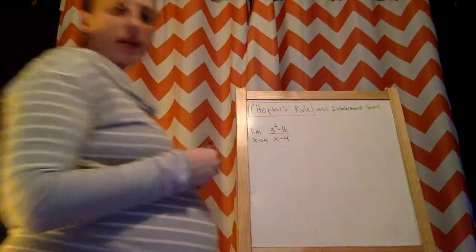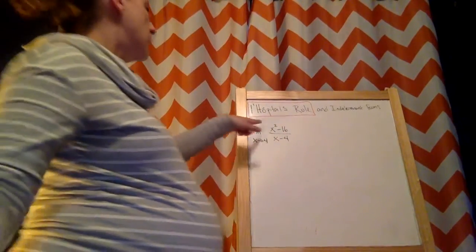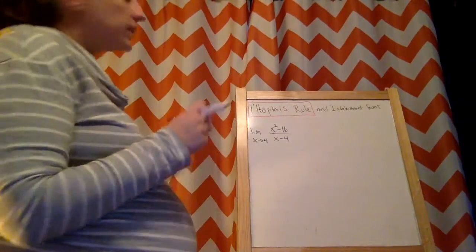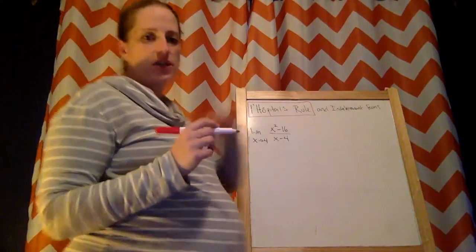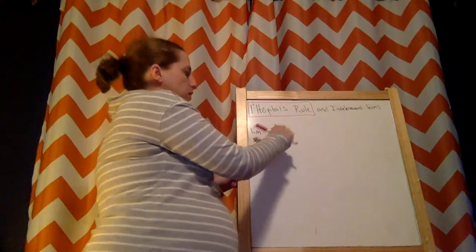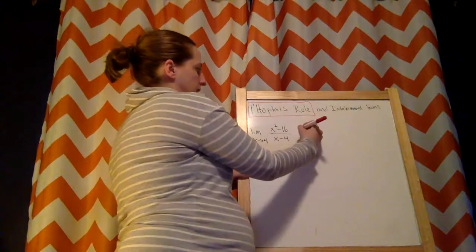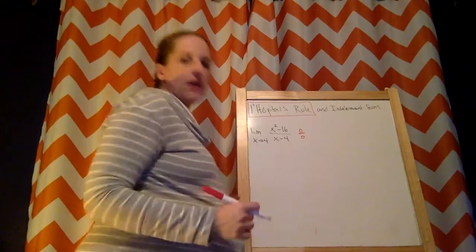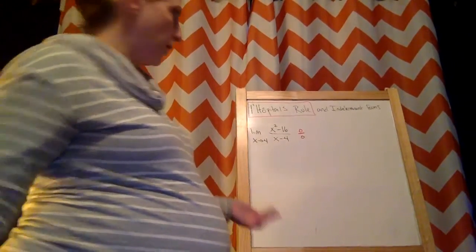So let's say we're trying to take the limit as x approaches 4 of x squared minus 16 over x minus 4. Now, the first thing we're going to do is make sure we have one of these indeterminate forms. So if I take 4 and plug it into this, I get 4 squared minus 16, which is 16 minus 16, which gives me 0, over 4 minus 4, which is 0. In other words, an indeterminate form.